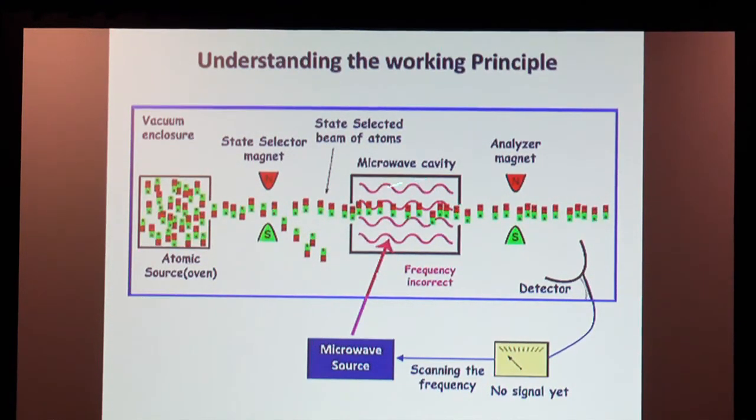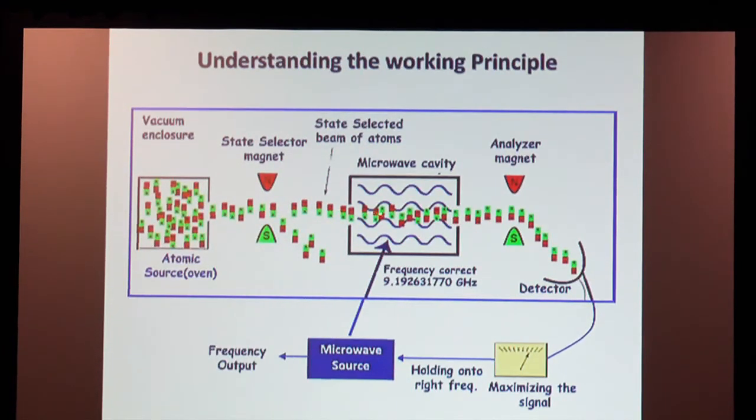And as long as the frequency does not correspond to the transition frequency, nothing happens to these atoms. And as you scan across the resonance, when you hit the right frequency, the atoms flip to the other state, and instead of going this way now, they go and fall on the detector. So now you detect a signal, aha, now I know that my microwave frequency is right, and you use this signal in the detector to lock the microwave source so that it stays on top of the resonance. So that's fundamentally what is inside an atomic clock. The rest is a matter of detail.